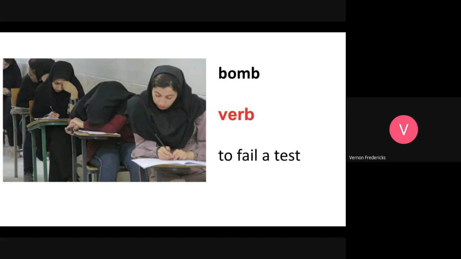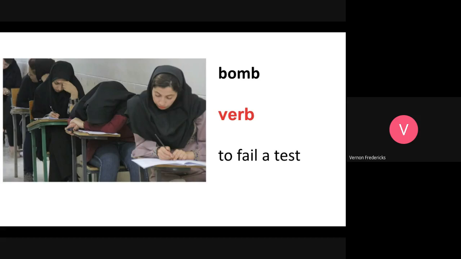The verb is I bombed the exam. I bombed the exam. So what does it mean? It means I failed the test. I didn't do well in the test. I failed the test means I bombed the exam.